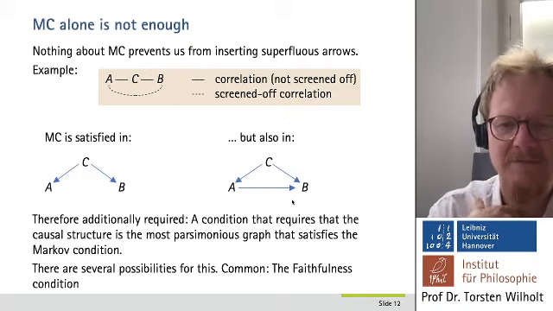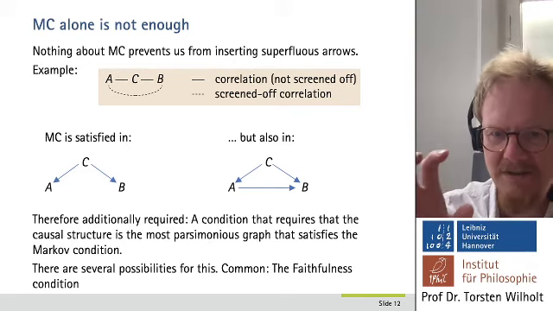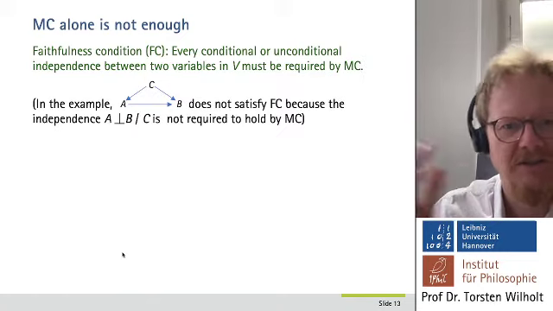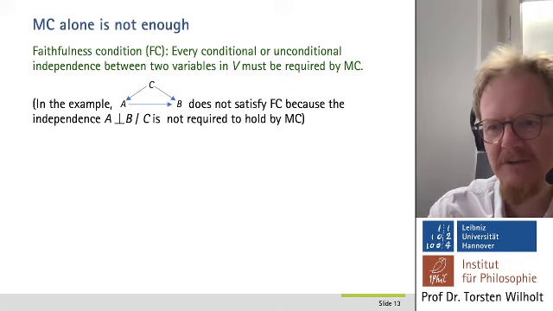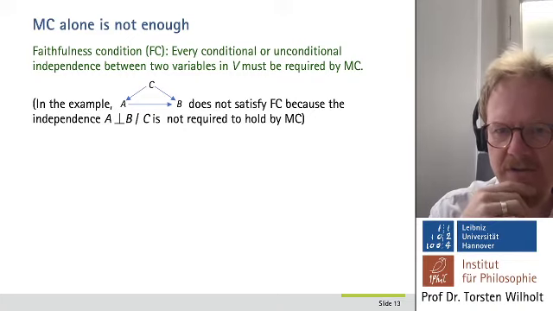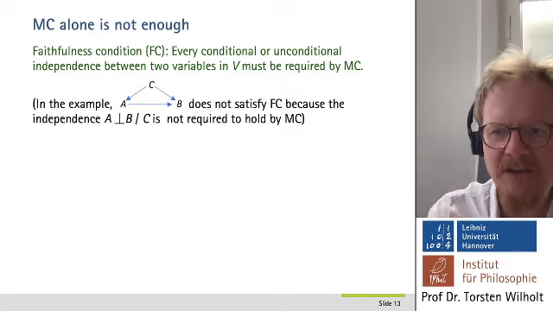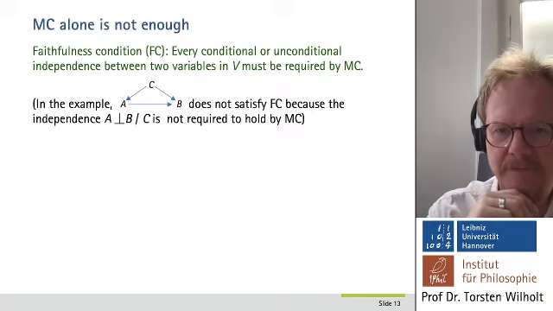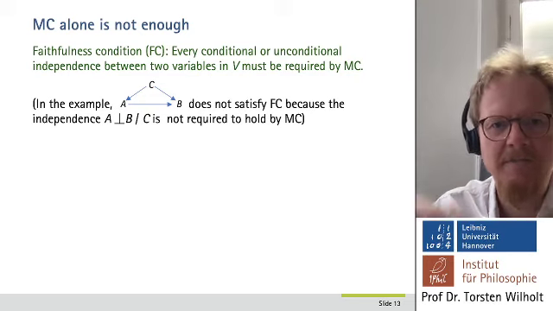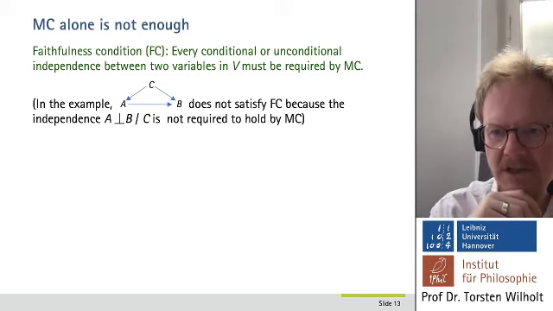This is not okay because not all the independencies that exist in the variables are demanded by the Markov condition. We take only every conditional or unconditional independence that must be required by the Markov condition. This is one of the ways you can do it. There's a weaker alternative, the so-called minimality condition. That's the condition that no subgraph of the graph meets the Markov condition. Faithfulness and Markov imply minimality, but not the other way around.